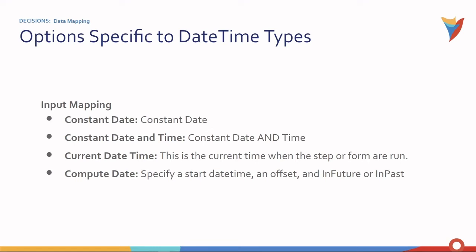Current date and time is very similar. I used June 3rd as an example, but maybe you want it to be this day specifically. You can use the current date. Maybe the constant date can be a date in the past or a day in the future as well. Then finally, we can compute a date. We can specify a start date and time and create an offset. So maybe you want it to be a certain amount of days in the future or a certain amount of days in the past.